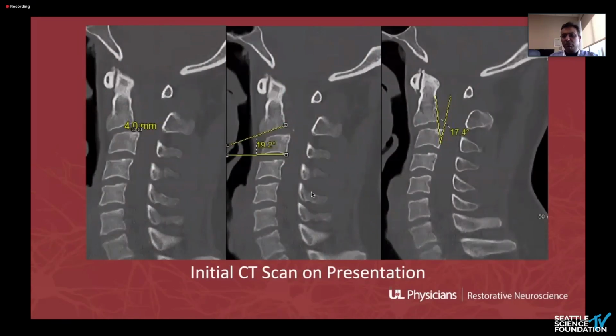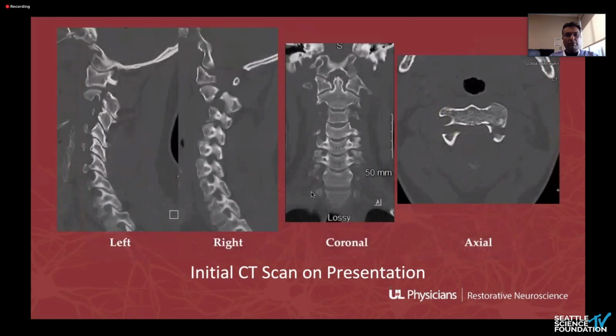These are the CT scan images when he presented to us. There was 4 millimeter anterolisthesis of C2 on C3. Focal kyphotic angle was 19 degrees, and there was a local angulation of 17 degrees of C2 on C3. These are some of the parasagittal CT cuts showing the displacement of C2 bilaterally. And then the middle one is showing a coronal image. There's not much deformity on the coronal slices, but on axial you can see the displacement. However, the fracture was not going into the foramen.